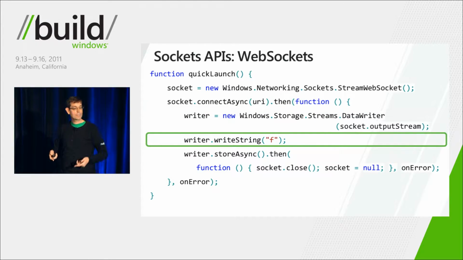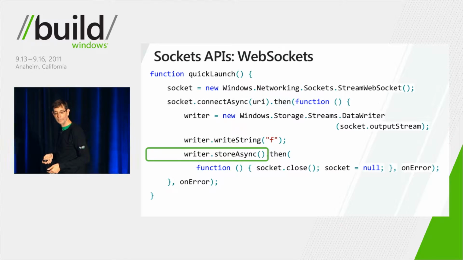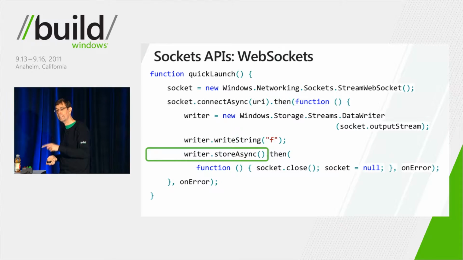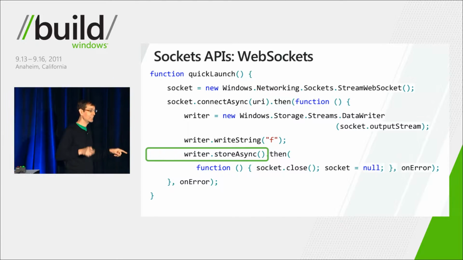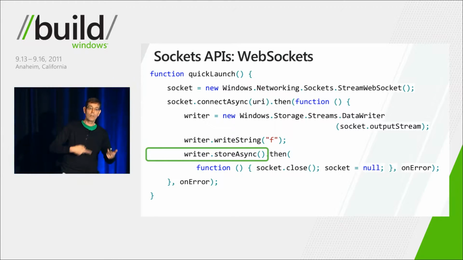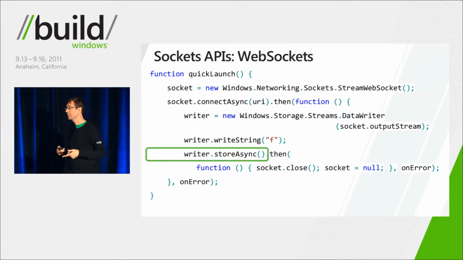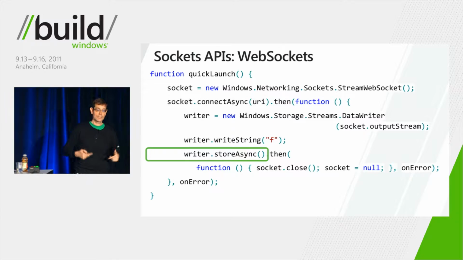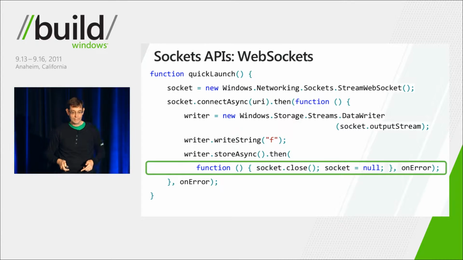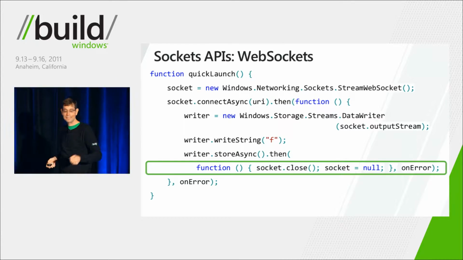The data writer lets me write strings. The store async actually does the send. And one of the little tips, by the way, if you don't do your store async, the send will never happen. And that's true for everything about streams, by the way. Even if you're doing things like, I've got some data and I'm writing into a memory stream, you still got to do the store async. And in this case, when it was done, I decided to just close the socket.